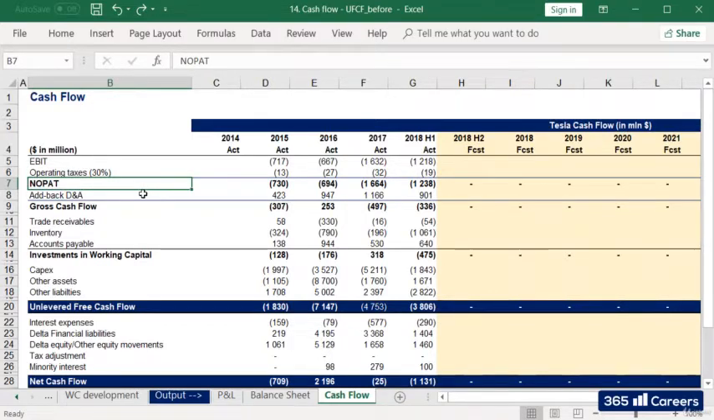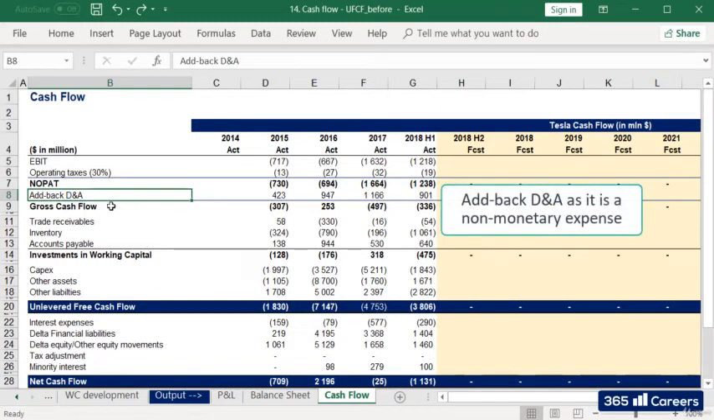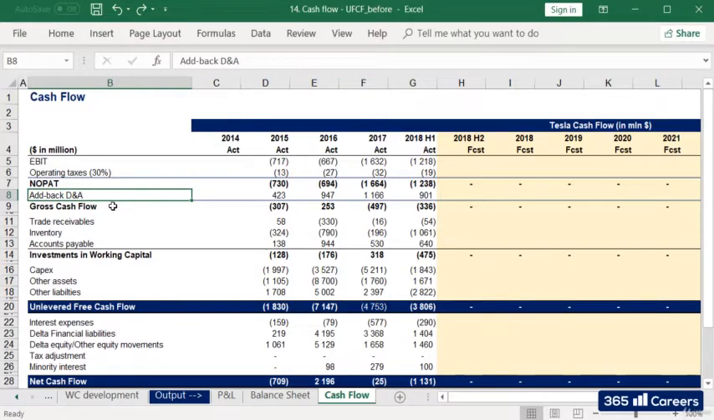Given that we started from EBIT, this means that we have considered D&A. We add back D&A because it is a non-monetary expense and will be accounted for in a different way. After we add back D&A, we arrive at gross cash flow. To obtain unlevered free cash flow, we'll need to consider the necessary investments in working capital we have already calculated, CapEx, which we have also calculated, and we need to forecast other assets and other liabilities.